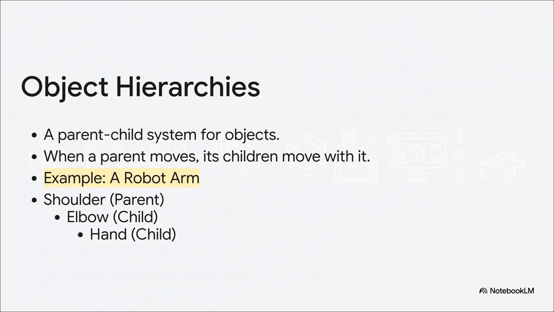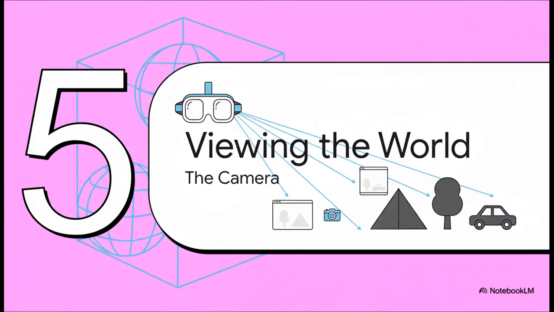Now, a really key concept for creating believable motion is something called object hierarchies. Just think of it like a parent-child system. It's simple. When a parent object moves, all of its children move right along with it. The robot arm is the perfect example. The shoulder is the parent. If you move the shoulder, the whole arm moves, right? The elbow is a child of the shoulder, and the hand is a child of the elbow. This system creates logical, connected movements automatically. It's incredibly efficient.